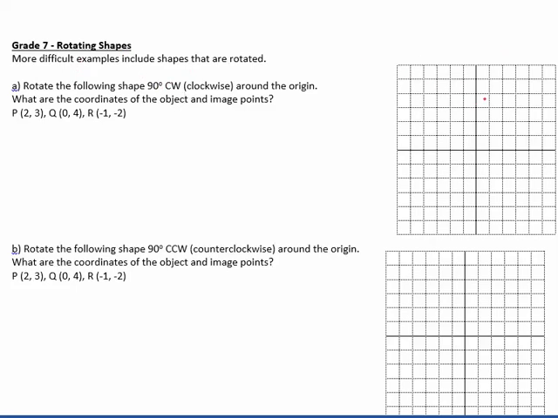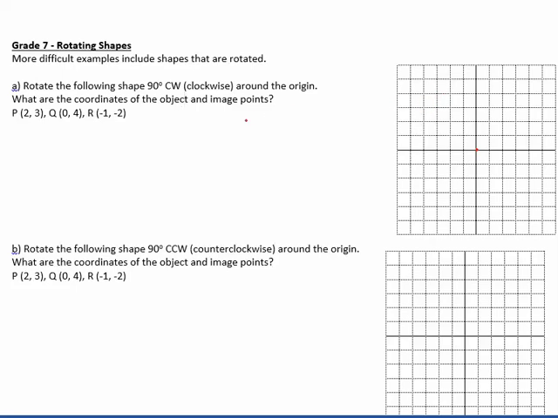Just as a review, when you have something that's in a particular quadrant and you rotate it around the origin, so we'll just put the rotation point, the rotation center, at the origin. If we have something that's in quadrant 1, for example, if we rotate that 90 degrees clockwise, it'll end up going to quadrant 4. If I rotate it 90 degrees counterclockwise, it'll end up in quadrant 2.